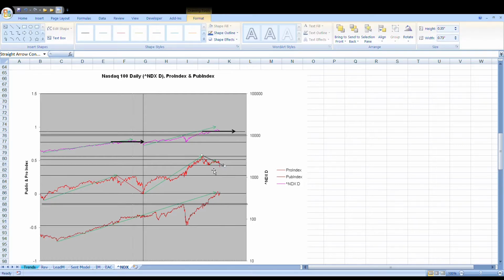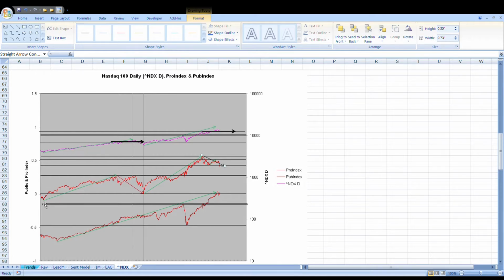The pro index is already violating this swing low, which is way ahead of price. That suggests a lot of professional selling. Whether or not this continues to go down, we'll have to keep watching it, but as long as it keeps driving downward, it creates a bearish divergence. And I'll show one where we had one in the past.